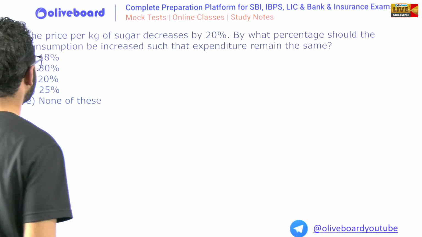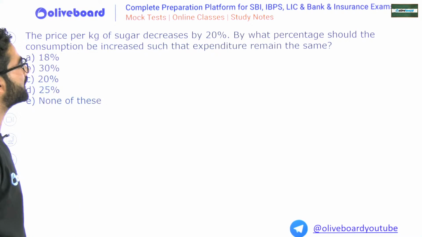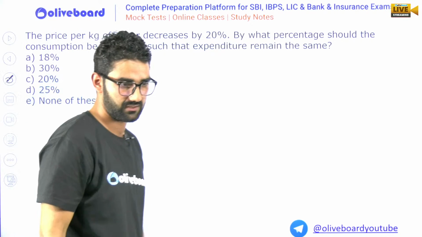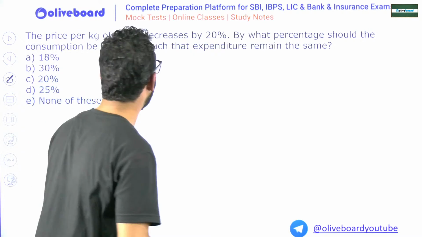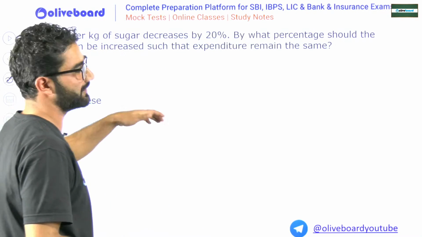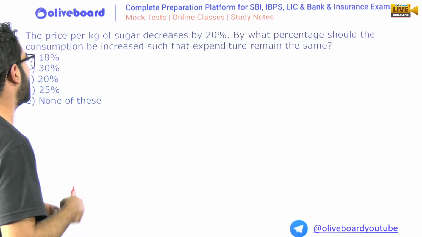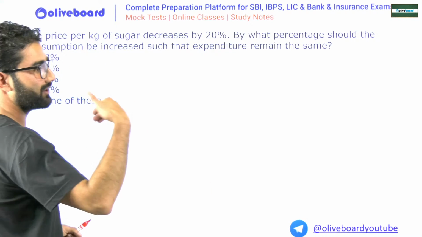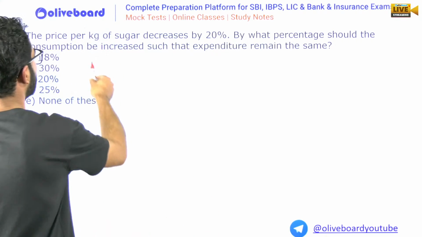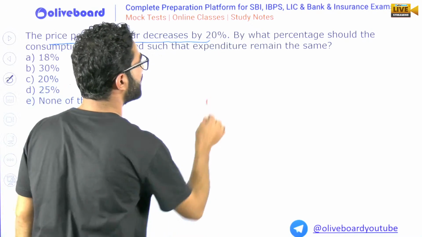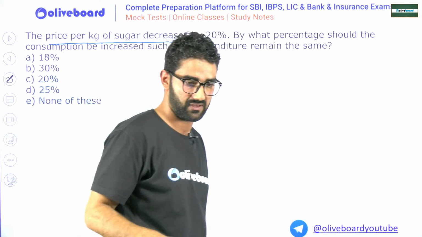Like we see, okay. If you see the question, the price per kg of sugar decreased by 20 percent. Okay, now obviously you went to a market and you see that the price decreased by 20%. You have something like 100 rupees, 200 rupees in your pocket, and you want to buy some sugar. Now you can buy more, because the price decreased by 20%. By what percent should the consumption be increased such that the expenditure remains the same?